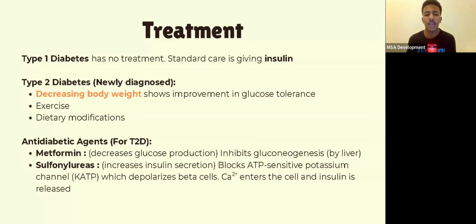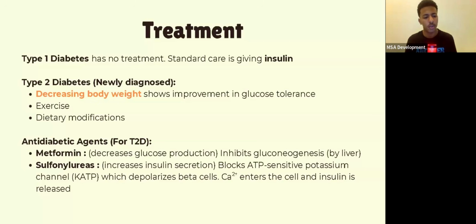Metformin works by decreasing the glucose production overall. This is the overall function. And it does that by inhibiting gluconeogenesis in the liver. Okay? So if you were to memorize one line for metformin, it's going to be this one: inhibit gluconeogenesis and therefore decrease glucose production.